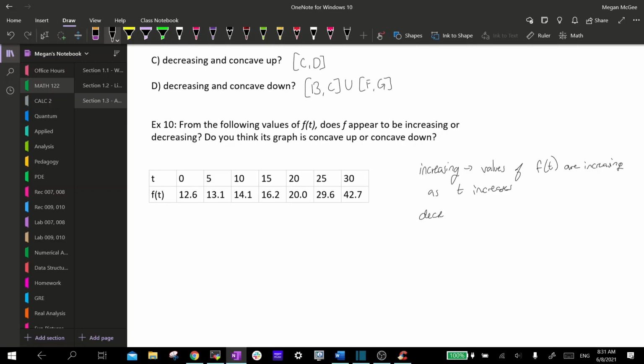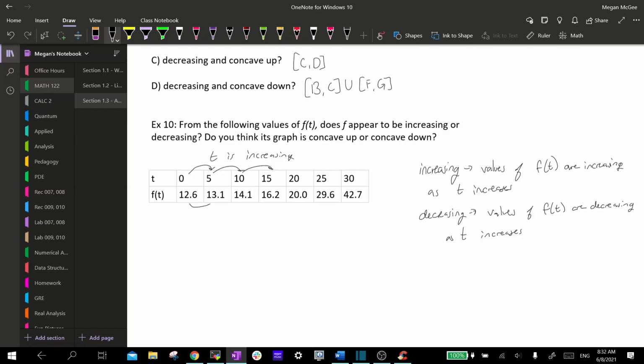and decreasing is the values of f of t are decreasing, but what was the catch? Still as t increases, right? Alright, so let's see what's happening here. t goes from 0 to 5, from 5 to 10, from 10 to 15. t is increasing. So let's see what happens with f of t as t is increasing.